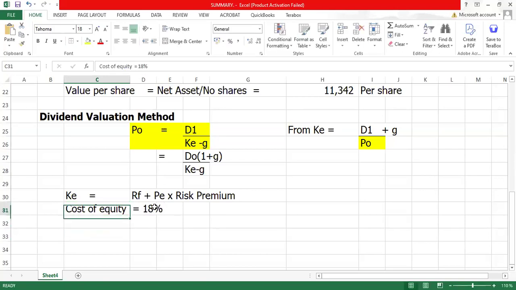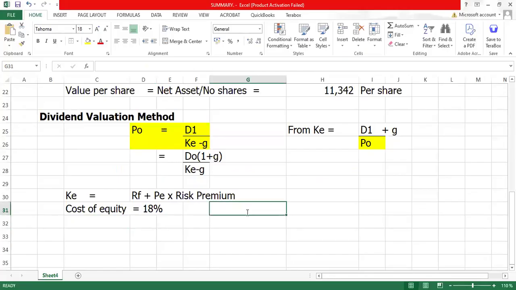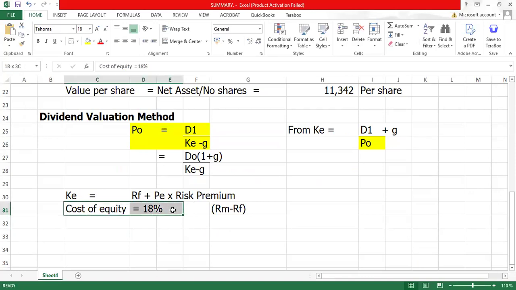So that risk premium, I don't know, but you don't need to use it. I can't use it. I could use this risk premium in a scenario where, colleagues, risk premium, remember, is equal to RM minus RF. That is risk premium. But we are not going to use it anyway. Already you have cost of equity.